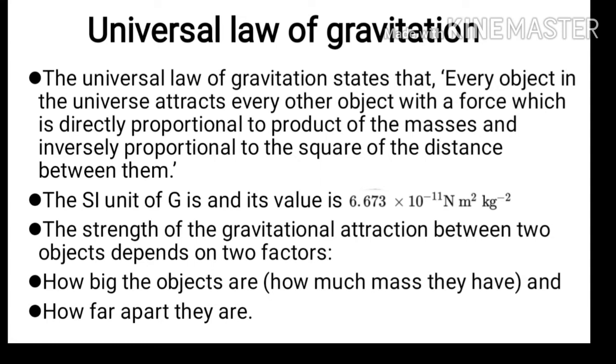The SI unit of gravitation constant and its value is 6.673 into 10 to the power minus 11 Newton meter square per kilogram square. The strength of the gravitational attraction between two objects depends on two factors. First one is how big the objects are or how much mass they have, and second one is how far apart they are.